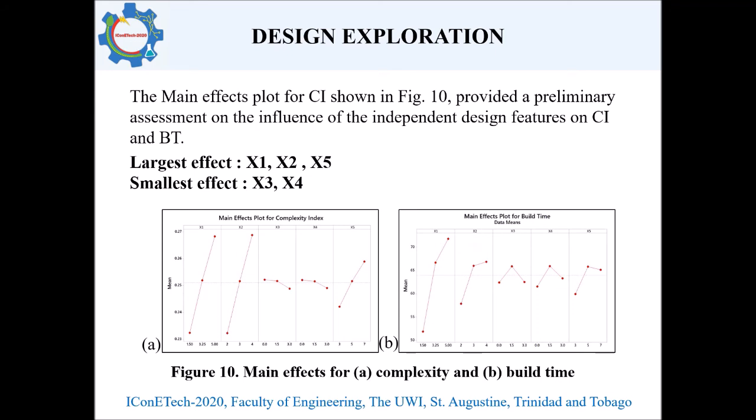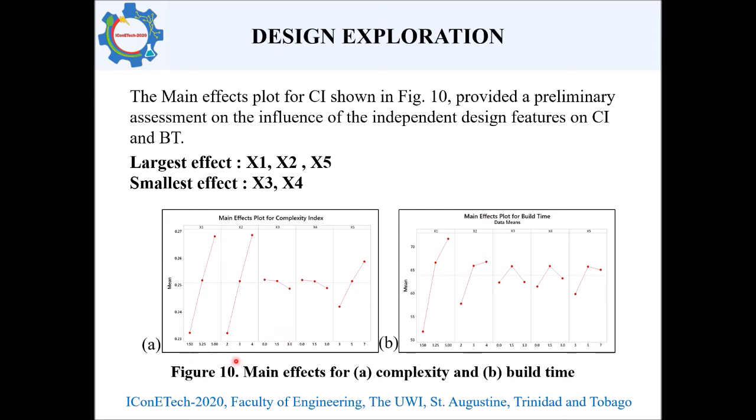The main effects plots, as shown in Figure 10, provided a preliminary assessment on the influence of independent design features on complexity index and build time. X1, X2, and X5 gave the largest effect on complexity, whereas X3 and X4 did not. As we can see in Figure 10a, there are also design complexity increasing features and design complexity reducing features.